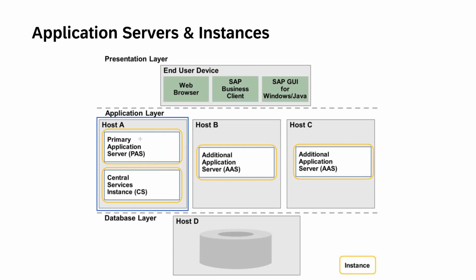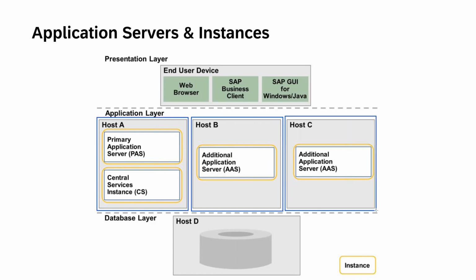Is this clear? On an additional host, I'm installing an additional application server. Again, on another additional host, I'm installing an additional application server. So in total, how many application server instances do I have? Three. This is my primary application server, and these are additional application servers. So I have three application server instances. This is not an application server instance. This is ASCS, Central Services for ABAP.